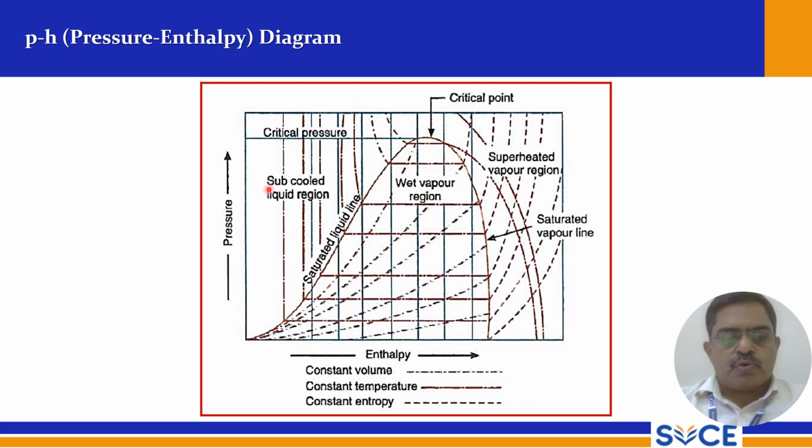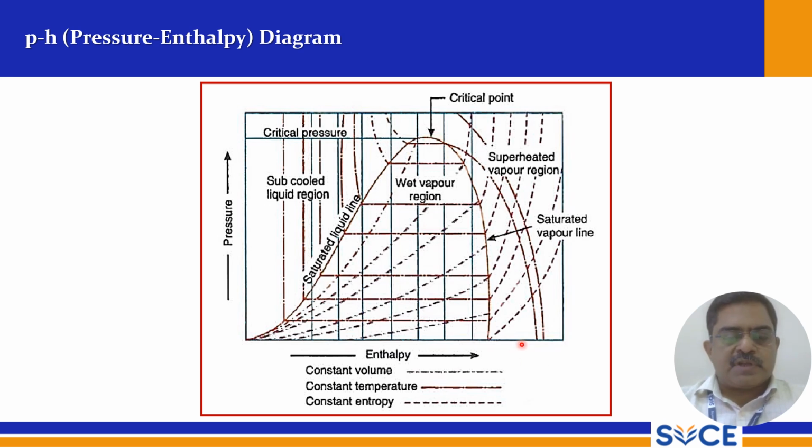From here you can divide this into three regions. One is the subcooled liquid region, and we have the wet vapor region, and then the superheated vapor region. So with respect to this critical point, this entire diagram is divided into three regions. From this critical point we have the critical pressure and critical enthalpy.